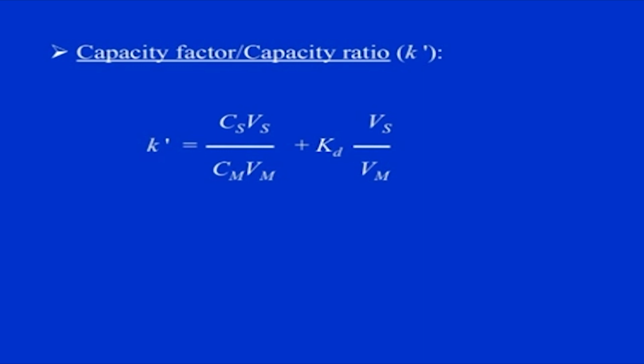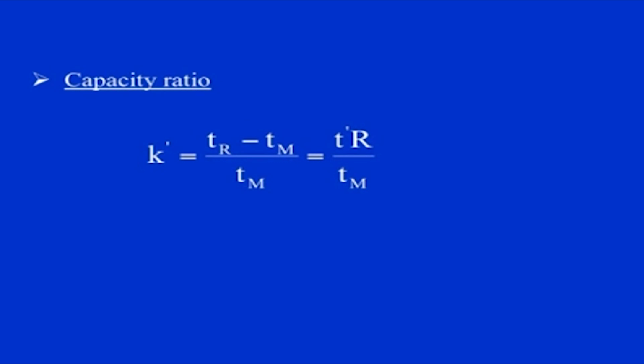Vs is the volume of the stationary phase, and Vm is the void volume. The ratio Vs upon Vm is also called the volumetric ratio, which is given here. So, capacity ratio is an important factor.